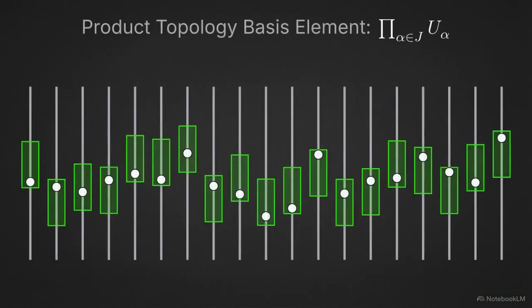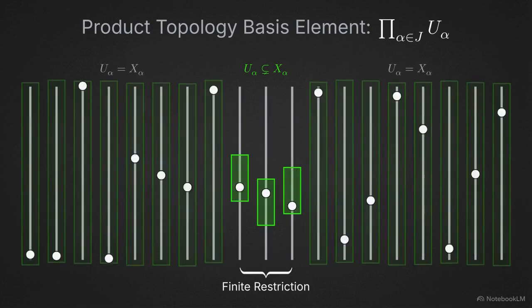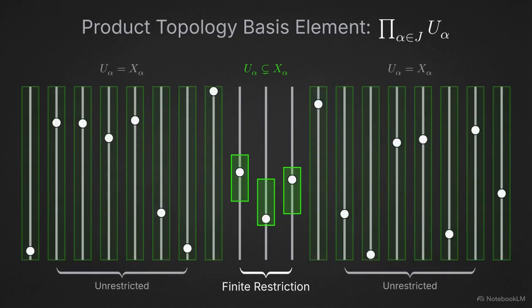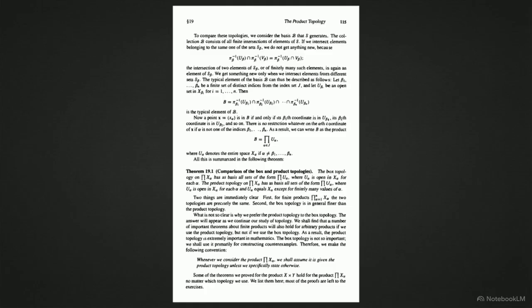The second option is the product topology, which is generated by the subbasis of projection mappings. In the product topology, a basis element only restricts a finite number of coordinates. For all other indices, the set is equal to the whole space, meaning there is no restriction on those dimensions. Theorem 19.1 states the box topology is finer because it allows infinite restrictions. They are identical only for finite products.